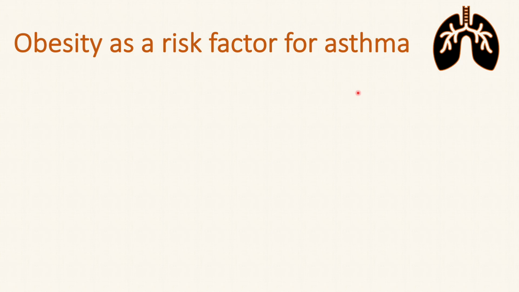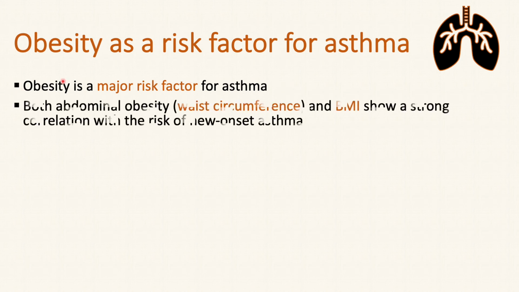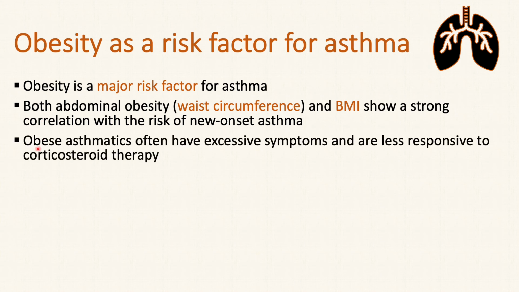Another important correlation I want you to be aware of is obesity and asthma. There is a strong correlation between the two, and obesity is now well known to be a major risk factor for asthma. Both abdominal obesity measured by waist circumference and increased BMI show a strong correlation with risk of new onset asthma. And patients with asthma and obesity often have more symptoms and are less responsive to corticosteroid therapy. So they might be a little bit more difficult to treat in some patients.